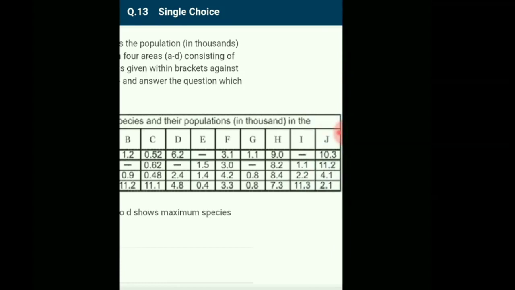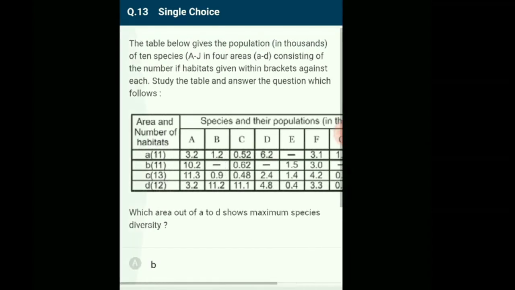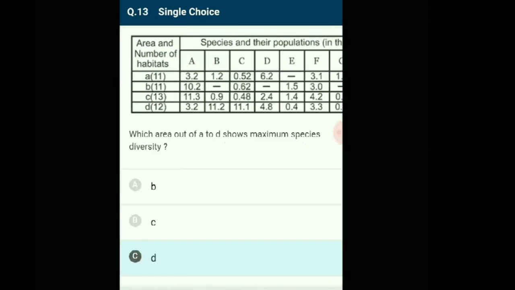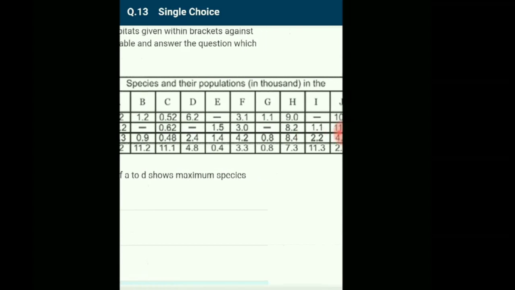For example, species richness weighed by species evenness. Hence area D, with the number of habitats 12, shows the maximum species diversity. So the answer is option C. From the given table column, area D shows maximum species diversity.